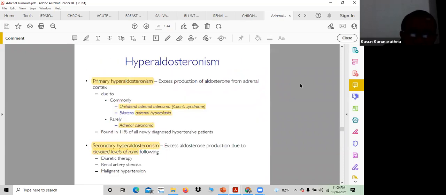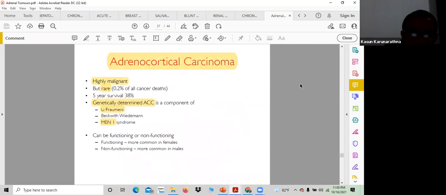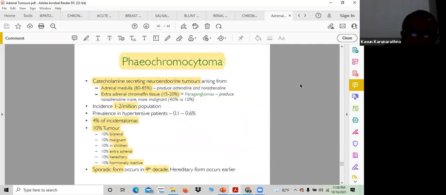Morphologically, pheochromocytoma is a catecholamine secreting tumor. 80 to 85% are due to adrenomedullary tumor. 15 to 20% can be extra-adrenal chromaffin tissue, right? Paragangliomas produce noradrenaline. 10% of tumors are bilateral, 10% are malignant, 10% in children, 10% are extra-adrenal, 10% hereditary, 10% hormonally inactive, right?